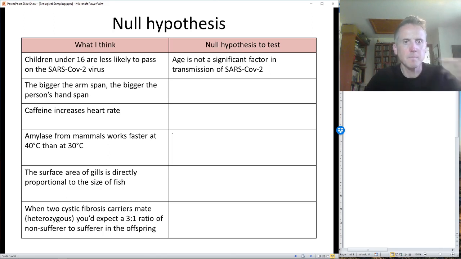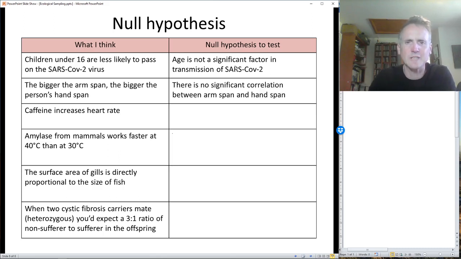The bigger the arm span, the bigger the person's hand span. I might think that makes sense, but I would have to say there is no significant correlation between arm span and hand span. And you perform a Spearman's rank test, and you'll do a lesson on that later on.